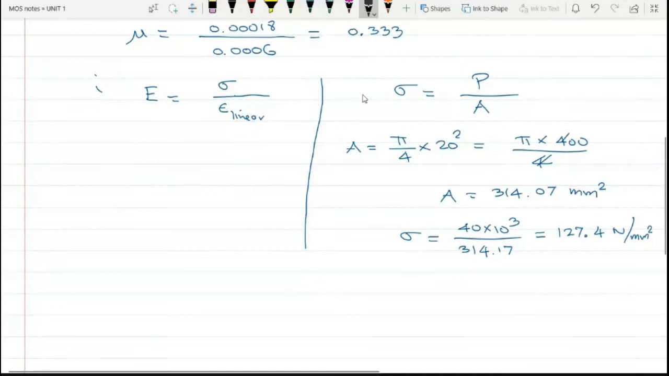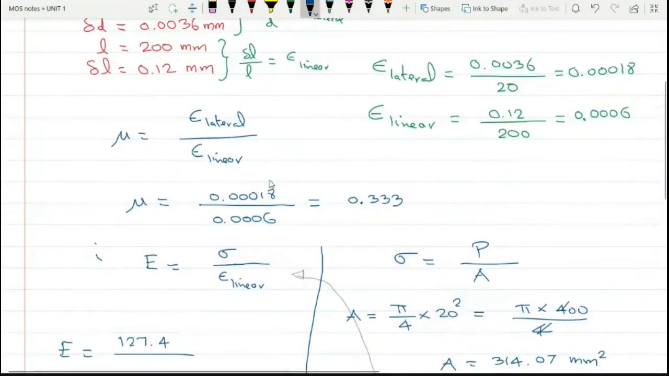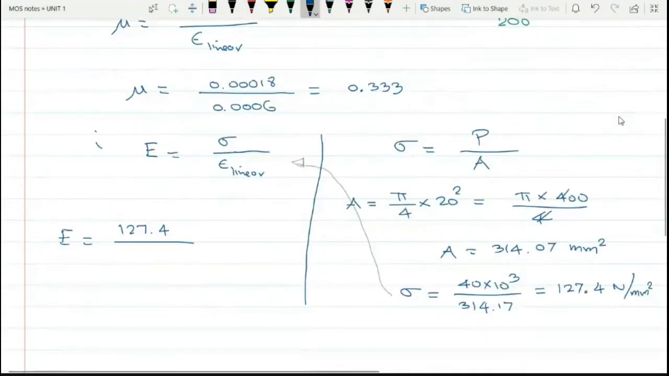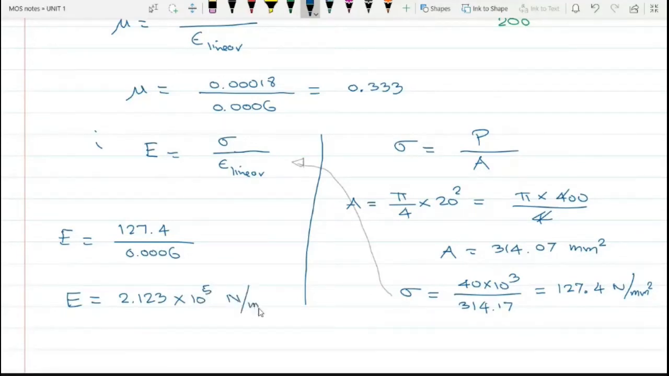Now let me apply this in this equation. So what we will get? My E is equal to stress, 127.4, divided by my linear strain. My linear strain is 0.0006. So what is my E value? 2.123 into 10 power 5 Newton per mm square. So I identified what is my E value.